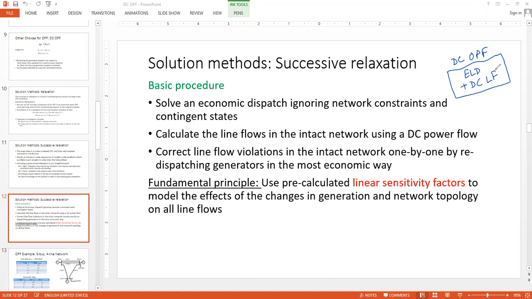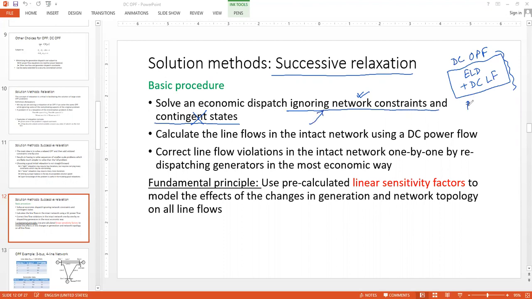And whilst trying to solve it, there will be some constraints, of course. So the successive relaxation method means, to start with, we will ignore all the network constraints. And if it were a security constraint problem, then all the contingent states too, but we are not considering the security constraint issues, so do not bother about this term for the time being. We are focusing on this only. So first of all, we will solve an economic dispatch, assuming that none of the network constraints are violated.